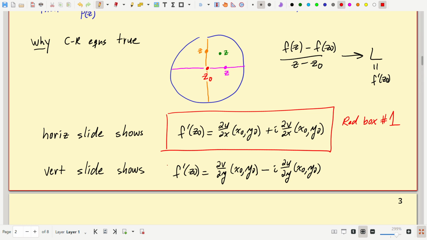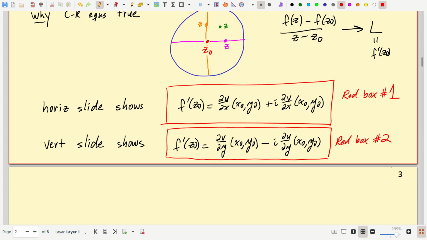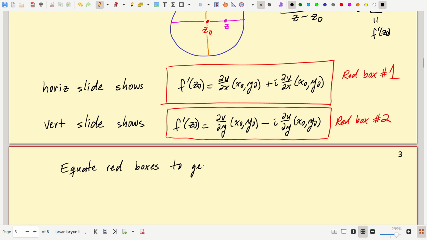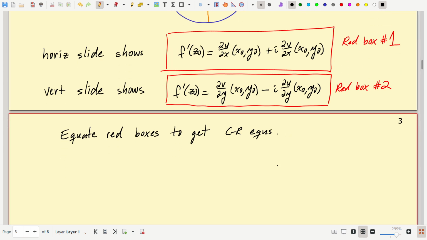Okay, red box number 1 is extremely straightforward to get. I'll show you red box number 2. When you equate the red boxes, you get the Cauchy-Riemann equations by equating the real and imaginary parts. Okay, that's how you do it. Let me show you red box number 2.